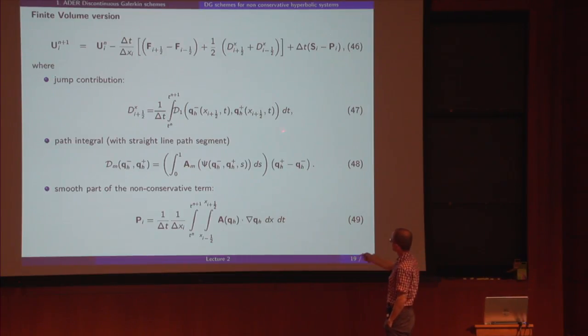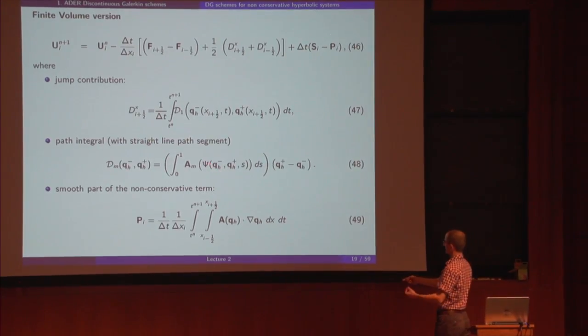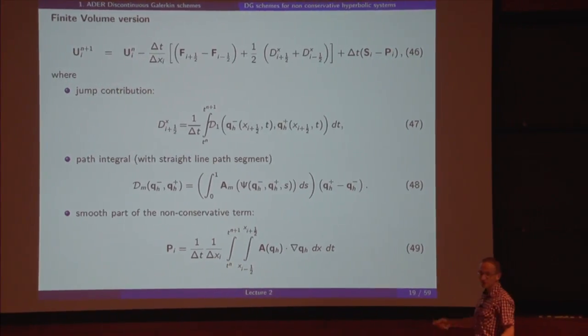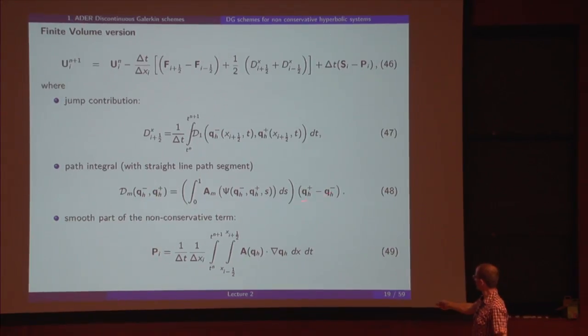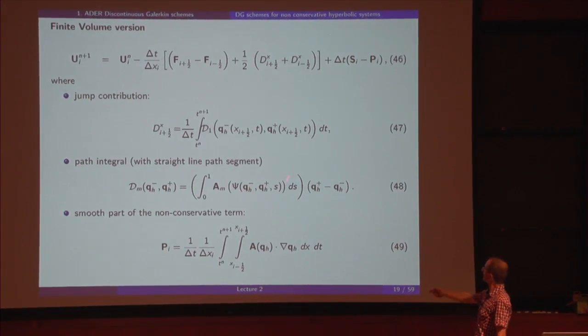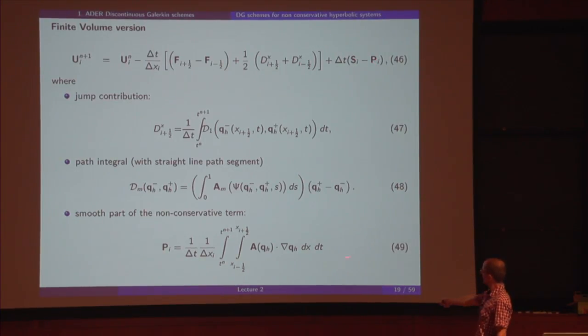And the jump contribution involves this integral in time. Well, the integral in time is obvious. It comes from the finite volume integration. But the term D is this path integral, which involves the choice of the path. So it is this integral in the parameter s of your matrix A, the matrix from your PDE, computed through the path, times the jump. If there is no jump, because maybe there is no discontinuity, this term will completely vanish, right? No jump, no term. You will only have the terms from B, which takes part of the smooth contribution of the non-conservative terms. This one, for example, for the Einstein equations will always be there, right? And you will not have any term from this.